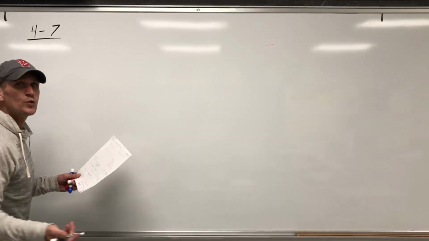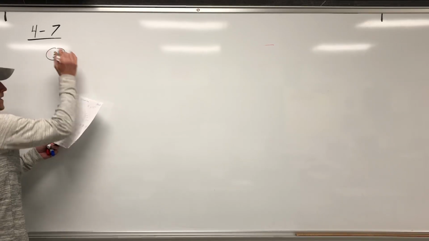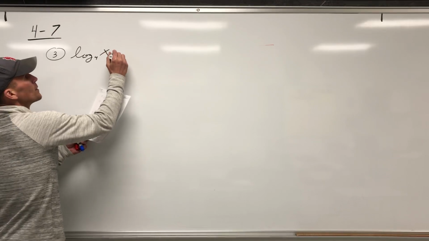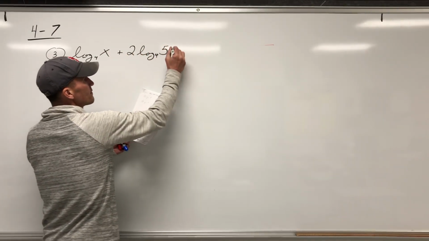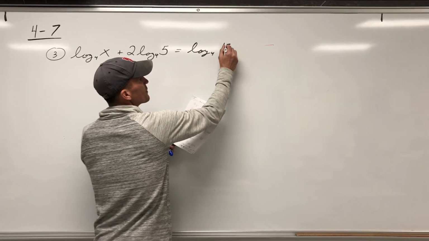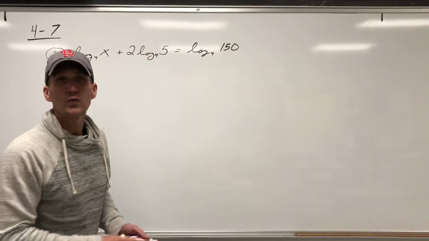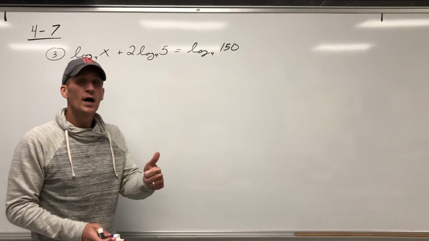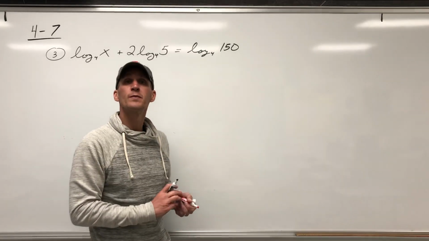Next, we're going to solve 2 different types of log equations. So number 3, we have log base 4 of x plus 2 times log base 4 of 5 is equal to log base 4 of 150. Well, if you guys remember about log equations, we have to know our properties very well. There are 3 properties you need to know. You need to know your power property, your product property, and your quotient property. You're going to see 2 of them in this example right here.